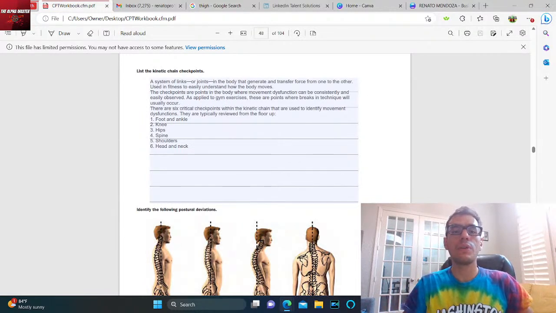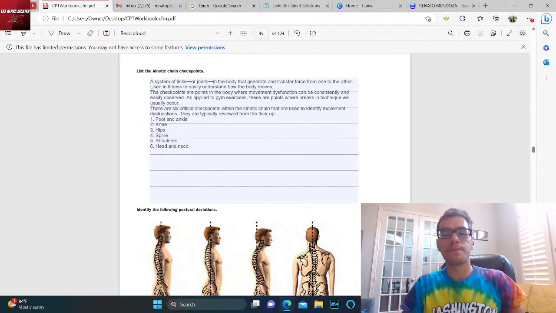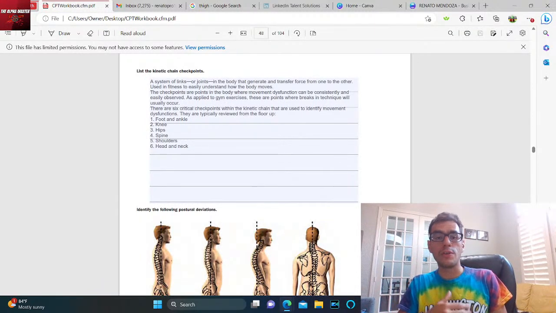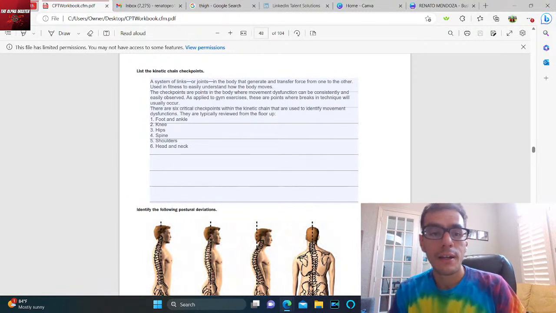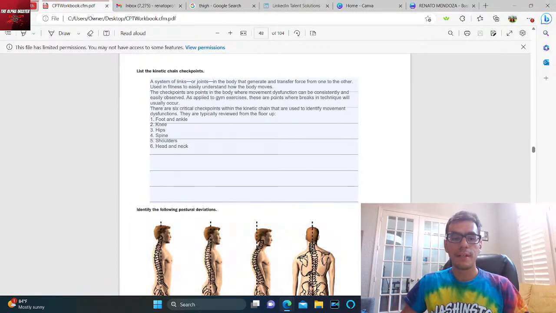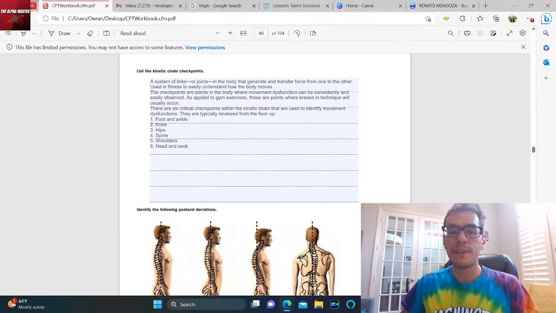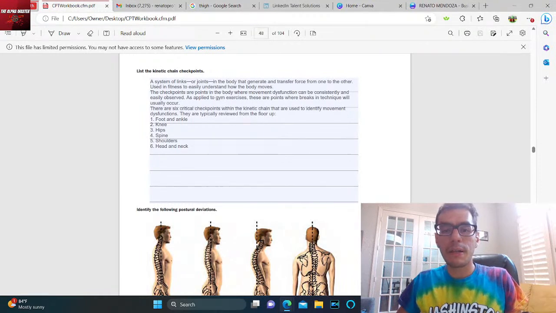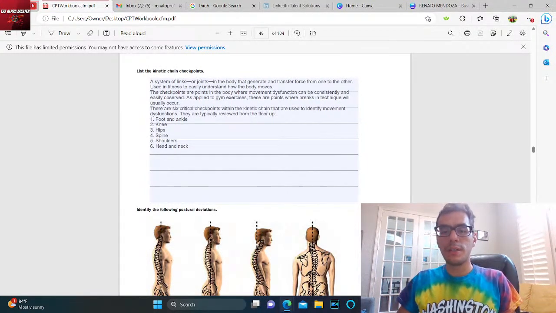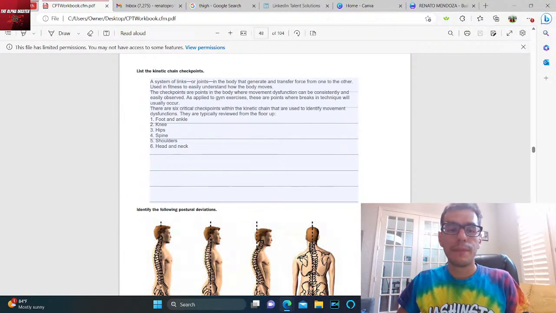It's used in fitness to easily understand how the body moves. A system of links or joints in the body that generate and transfer force from one to the other. The checkpoints are points in the body where the movement dysfunctions can be consistently and easily observed. As applied to gym exercises, these are the points where bracing technique will usually occur.